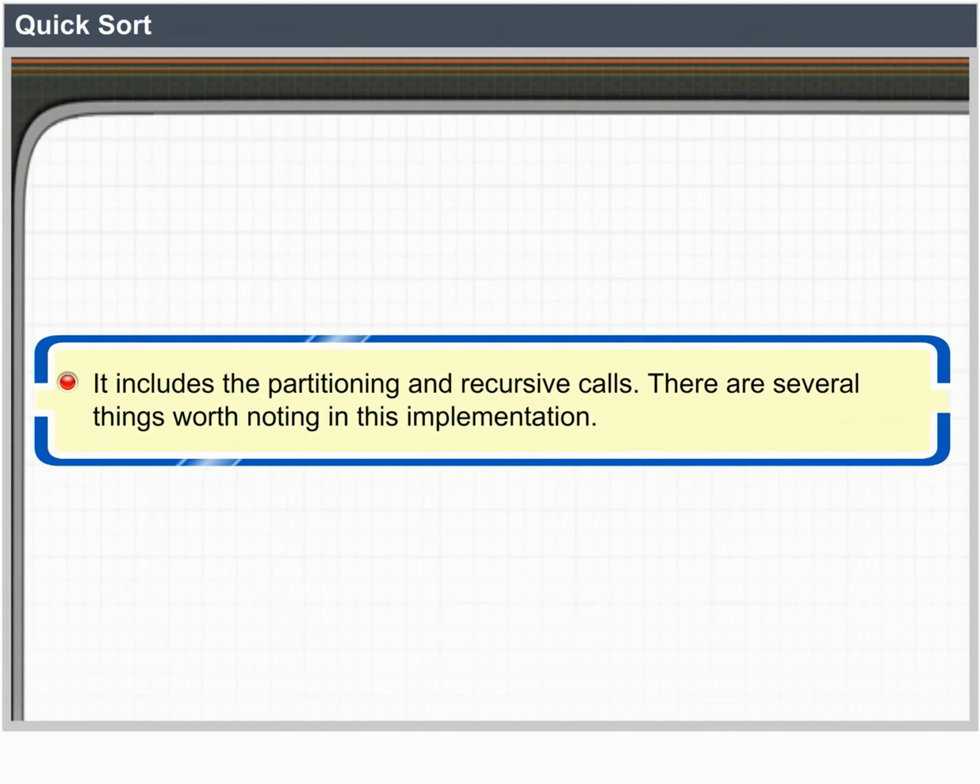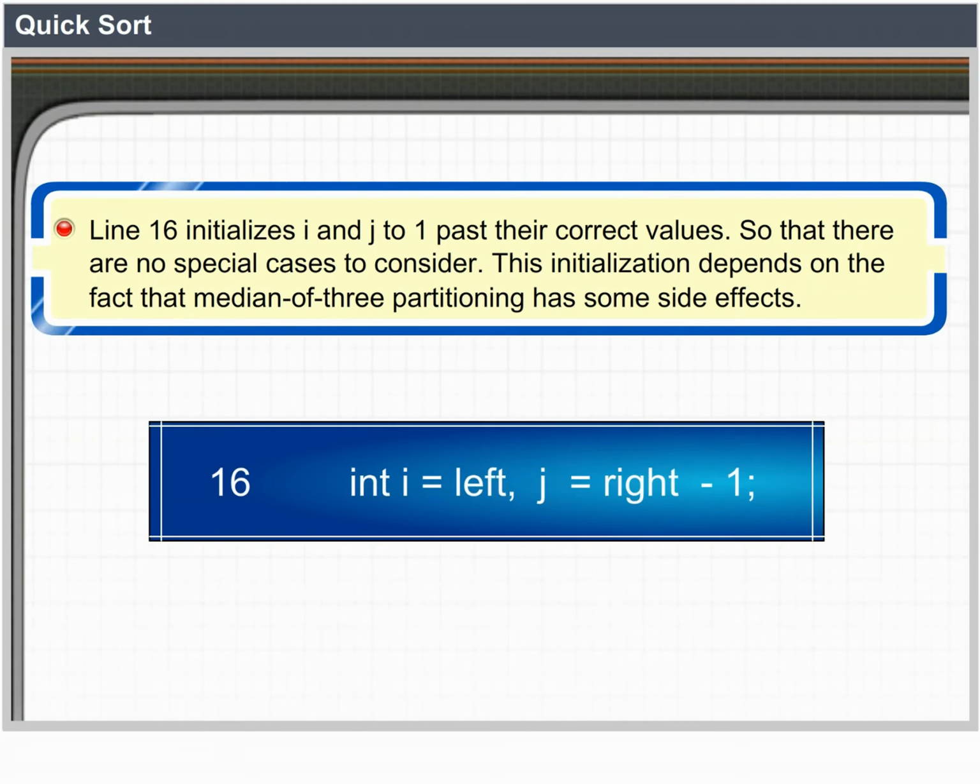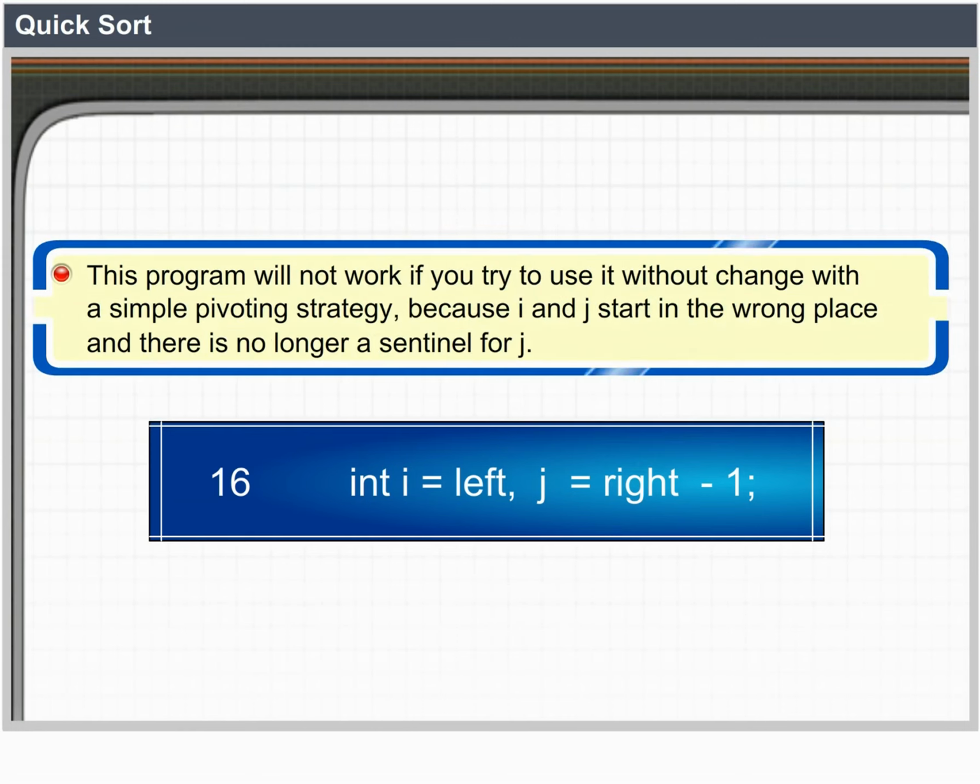Line 16 initializes i and j to 1 past their correct values so that there are no special cases to consider. This initialization depends on the fact that median of 3 partitioning has some side effects. This program will not work if you try to use it without change with a simple pivoting strategy, because i and j start in the wrong place and there is no longer a sentinel for j.